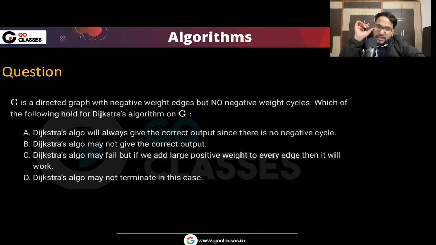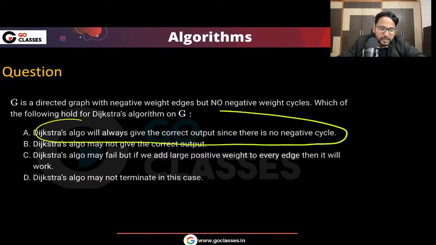Now let's just see this. So they are saying G is a directed graph with negative edge weights but no negative cycles. Which of the following hold for Dijkstra's algorithm? Dijkstra will always give the correct output since there is no negative cycle. Tell me, do you think Dijkstra will always give the correct output?